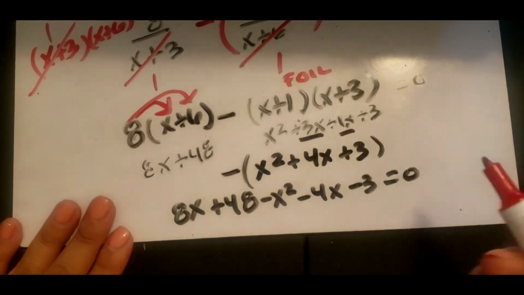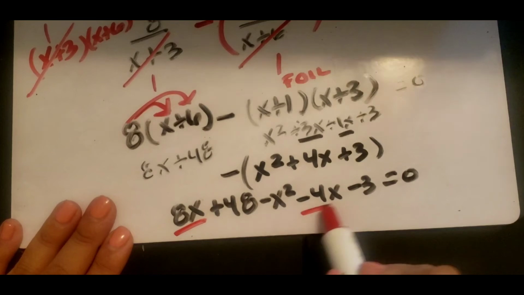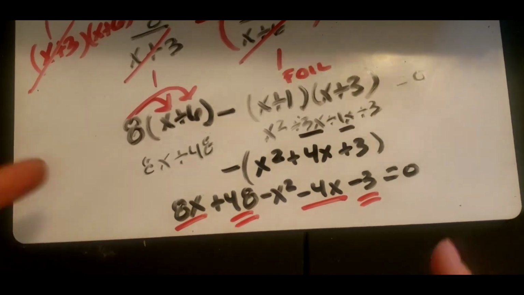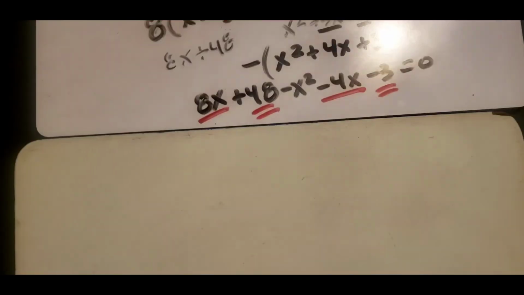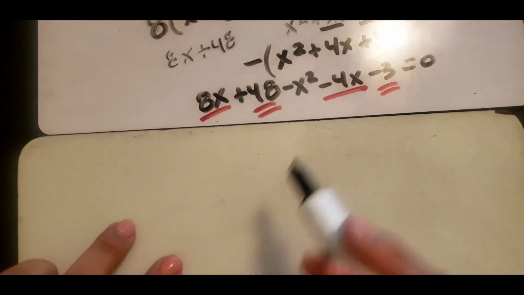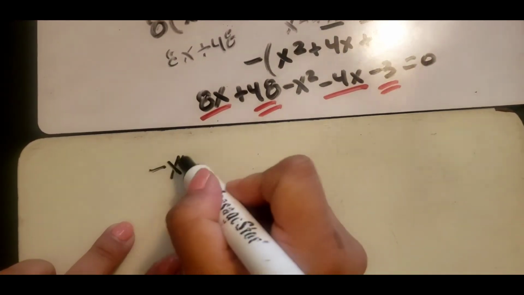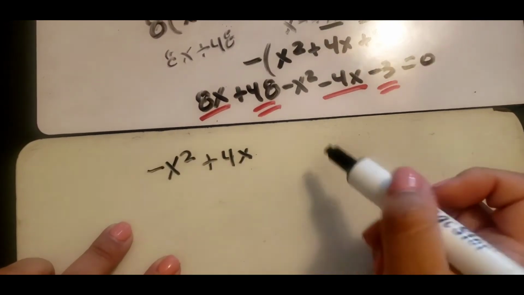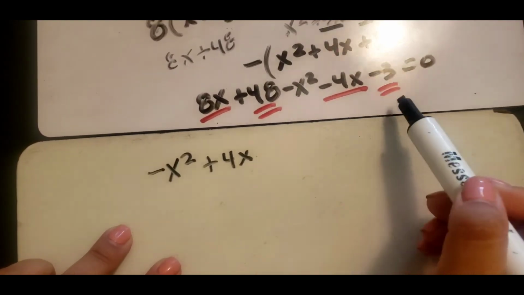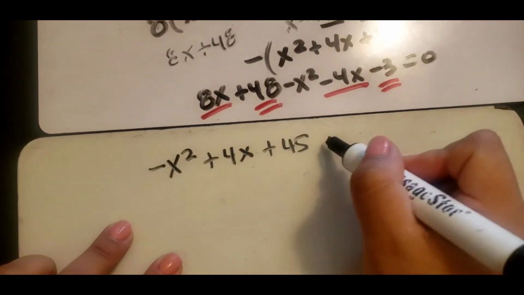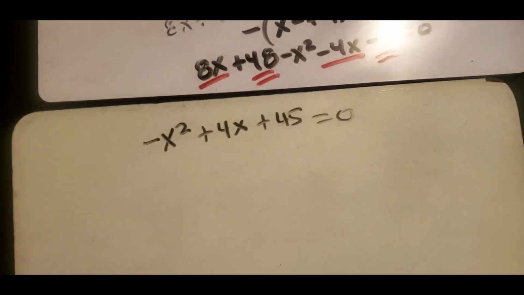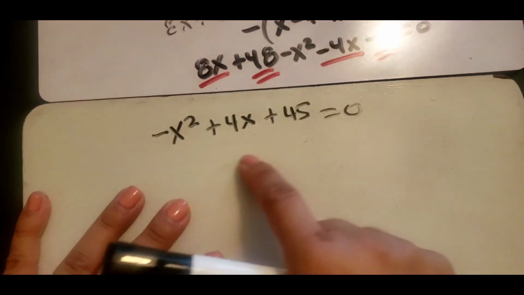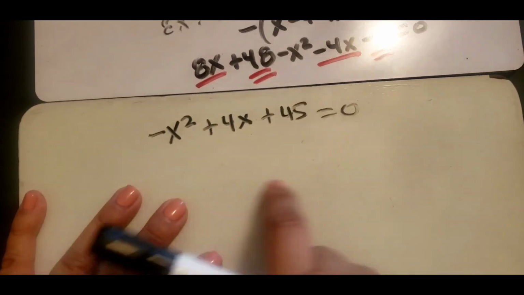Now we're going to combine like terms. 8x and negative 4x are like terms. 48 minus 3 are like terms. I'm running out of room here, so let me grab my second whiteboard. Now I'm just going to clean this up and write it in order. So I'm going to write negative x squared, and then 8x minus 4x gives us positive 4x. And then 48 minus 3 gives me positive 45 equals 0. Once again, you're going to notice we have a trinomial and it's quadratic.